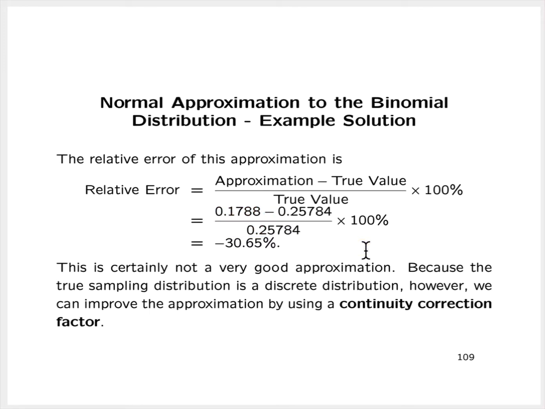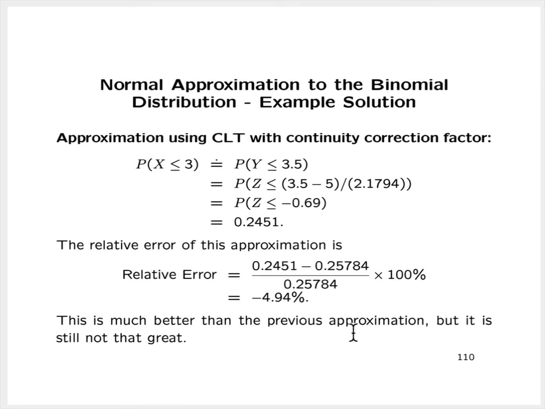One reason is because we are approximating the sampling distribution of a discrete random variable by a distribution of a continuous random variable. We're going to improve the approximation based on that issue by using what's called a continuity correction factor. The other reason that this approximation is so poor, I will explain in a few minutes.